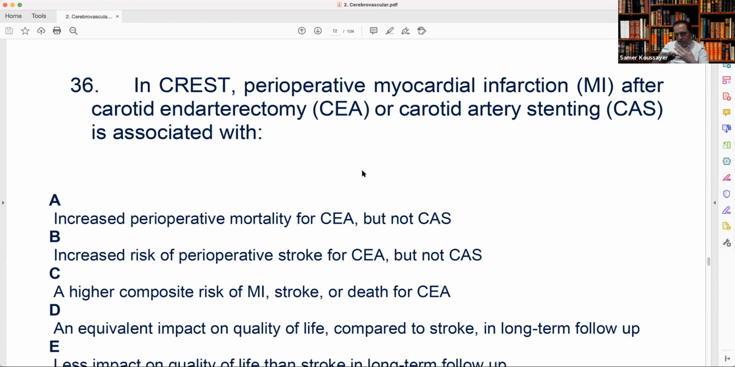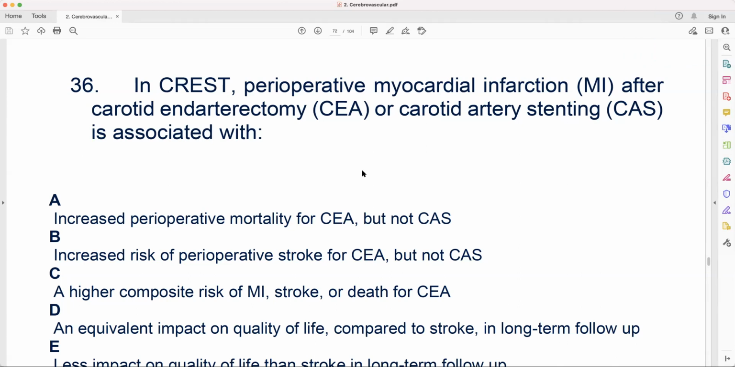But if you take each one by itself, people who had the surgery had higher MI than stent. But if you look at the stroke, the people who had a stent have higher stroke than surgery. So if you go with surgery, you have a higher chance of MI. If you go with stent, you have a higher chance of stroke. So what would you choose? Stroke or MI?